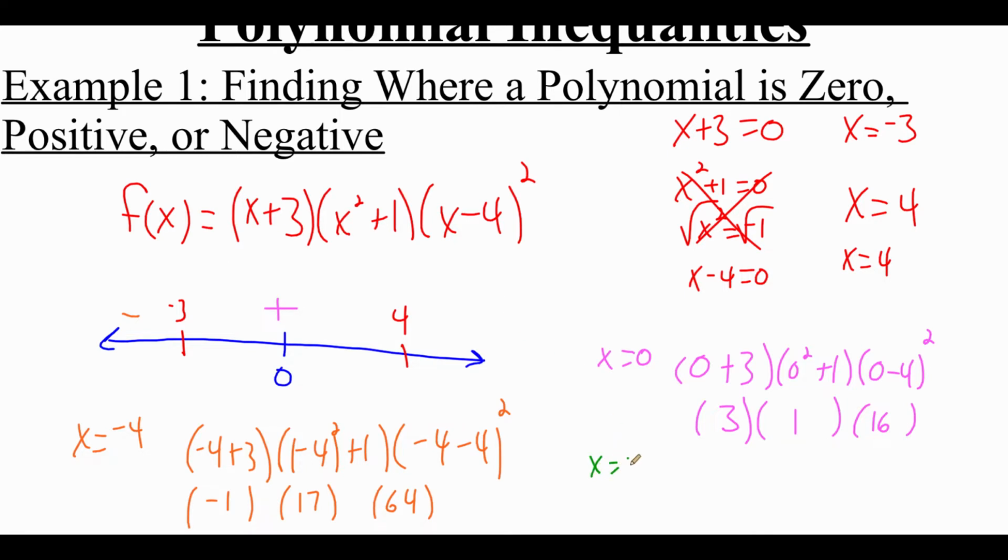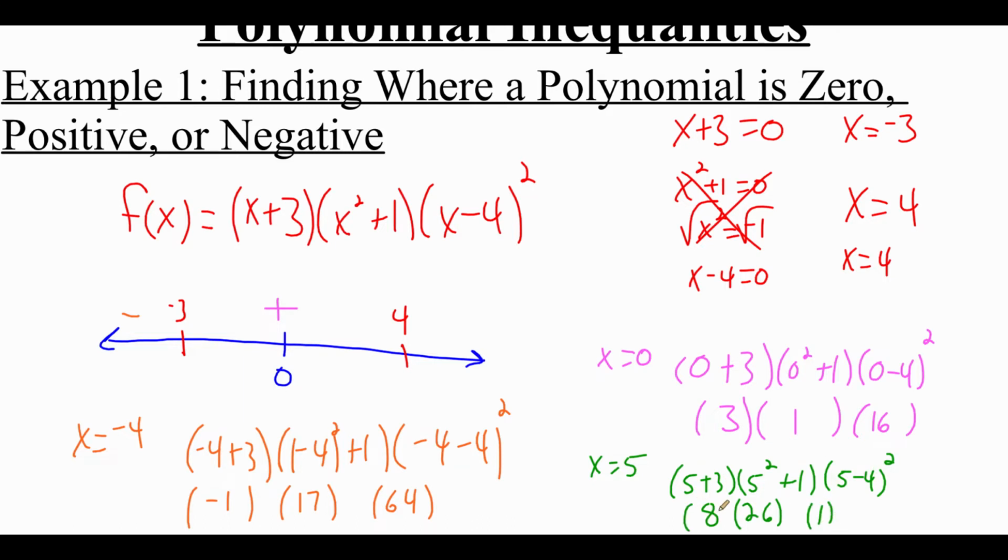And then if I look at numbers to the right of 4, so say we picked an x value of 5. And again, I'm going to take that and plug that into my function for the x. So if I went 5 plus 3 times 5 squared plus 1 times 5 minus 4 squared. On the left-hand side, that's going to be 8. In the middle, 5 squared is 25, plus 1 is 26. And on the back end, 5 minus 4 is 1, and 1 squared is 1.